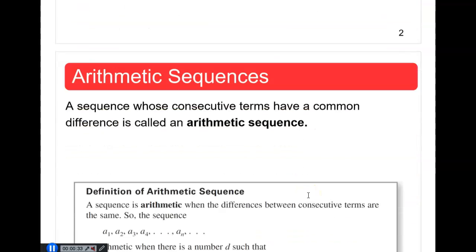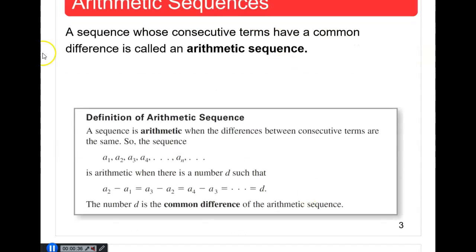So first, what is an arithmetic sequence? A sequence whose consecutive terms have a common difference is called an arithmetic sequence. We have here the definition, and as we learned in the previous section, when you have a sequence, the terms are labeled by a little subscript. In this case, we have a sub 1, a sub 2, a sub 3, a sub 4, and so on. Since we do not know the last term of the sequence, you can see the 3 dots at the end. That means it is an infinite sequence.